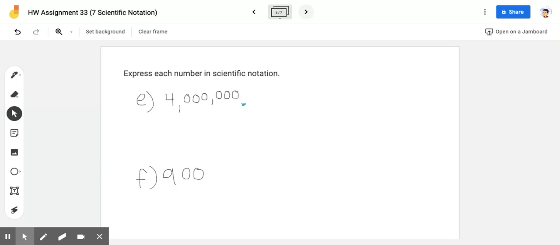Therefore, I'm going to move 1, 2, 3, 4, 5, 6 until my decimal is to the right of that first non-zero digit. I'm going to say that again. I'm going to move my decimal point over until it is to the right of that first non-zero digit. Now I'm going to rewrite my value. So I know it's going to be 4 times 10. How many places did I move my decimal? 1, 2, 3, 4, 5, 6. Therefore, it's 4 times 10 to the 6th power.